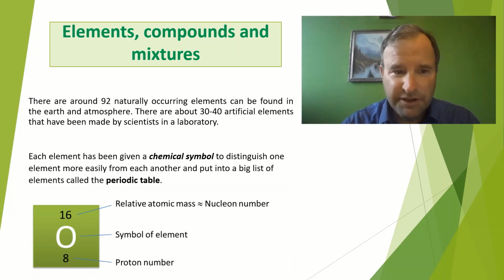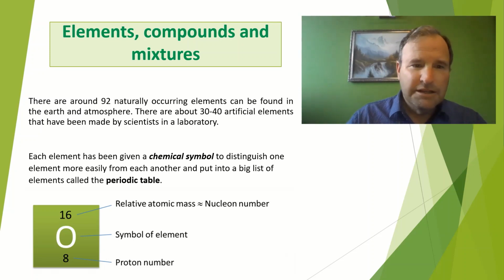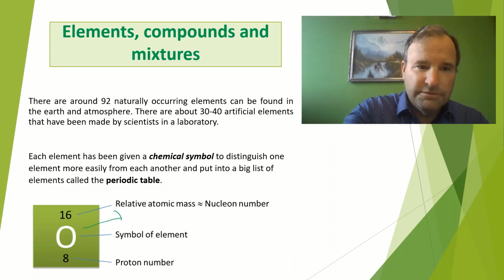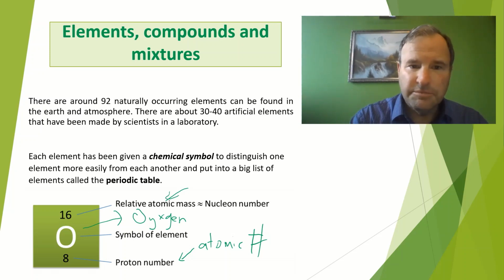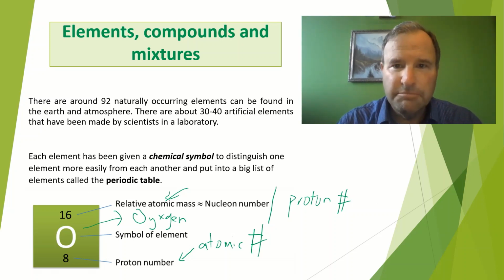Here's how they're represented individually. Remember, this O stands for oxygen, and there's the nice symbol, capital O. There's the proton number, also known as the atomic number, so you have to know both. Atomic number. At the top here, you've got the relative atomic mass, or sometimes known as the nucleon number. And we also have to know it's called the nucleon number, because remember, the bulk of the mass of the atom is contained in the nucleus, where protons and neutrons are found.